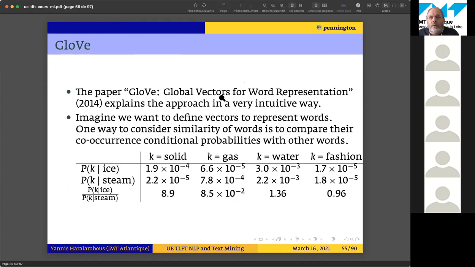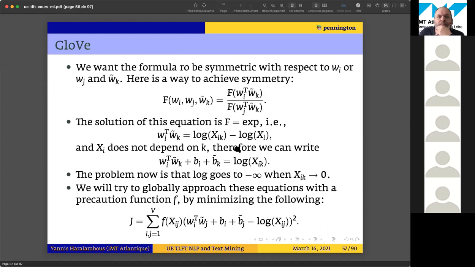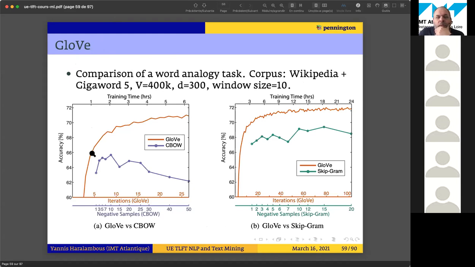I also mentioned GloVe. So GloVe is another approach for building embeddings, which is not based on neural networks, but these embeddings can be used in neural networks. And sometimes they have better results than neural networks.